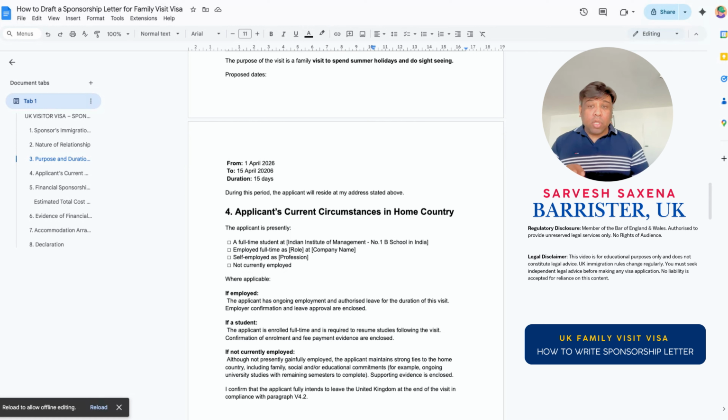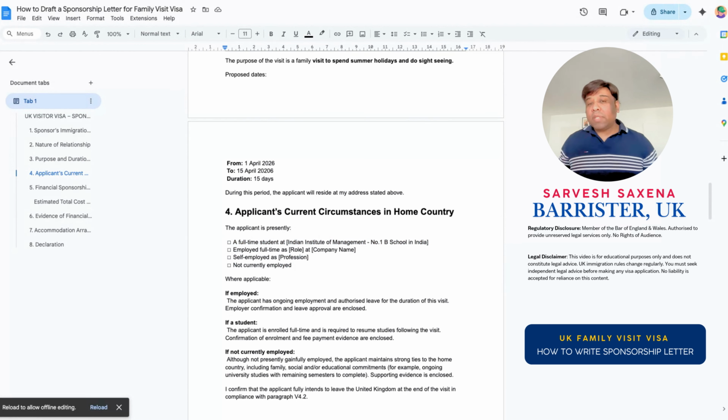And here you could be in either of those categories. The applicant is presently a full-time student, employed full-time, self-employed, or not currently employed. Now, one of those could apply to you. I have said that this girl, Angela Matthews, is a full-time student at the Indian Institute of Management, the number one business school in India. If you are employed, then you don't need to include this and the remaining two points.